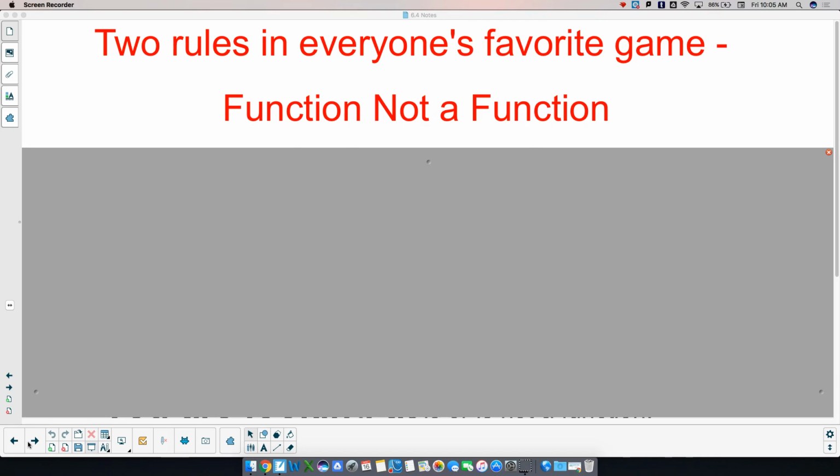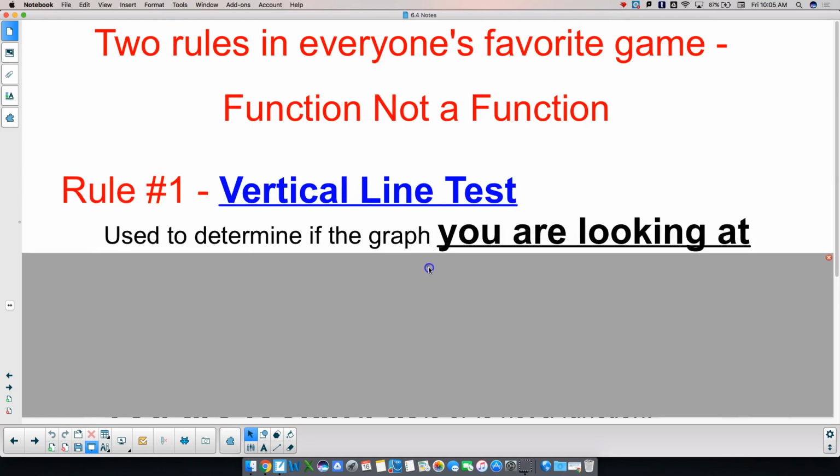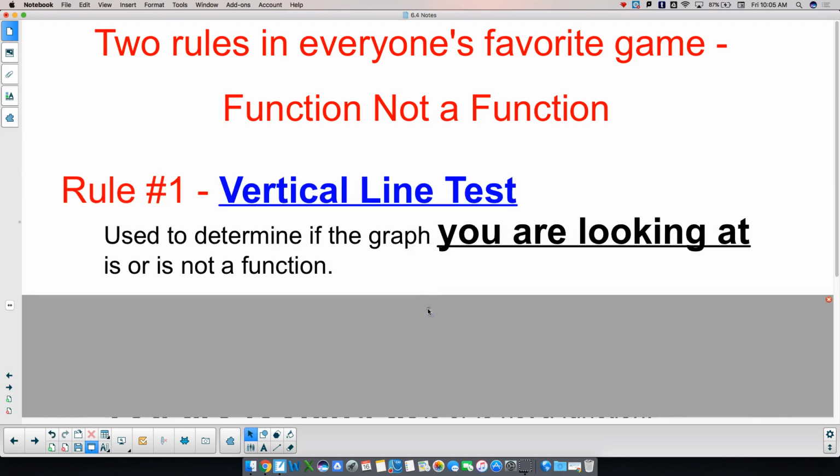Looking at a graph. Okay, so you'll have a picture. A picture flashes on the screen, and then you have to determine if it is a function or not. How do we determine if a picture is a function? What kind of line test? Vertical line test.